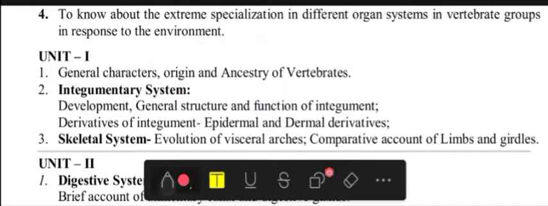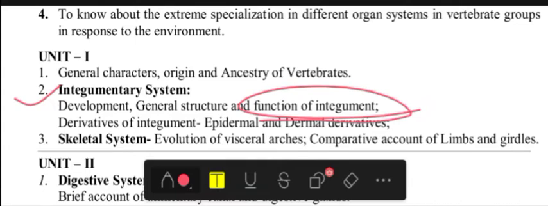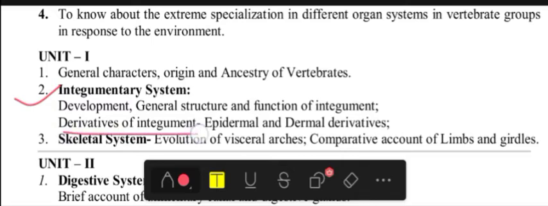ये आपको comparative manner में study करना है. And here in your first unit you have the second point, that is the integumentary system. So this is also you have to learn in a comparative manner. Integumentary system क्या होता है? So the integumentary system is nothing but the system which is the outer covering or protective covering of the body. So you have to do the comparison between that. I will explain it in detail when we start the lecture of this integumentary part. In this you have to learn even about the derivatives of integument, epidermal and dermal derivatives.